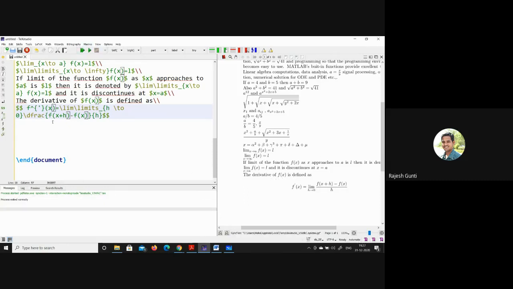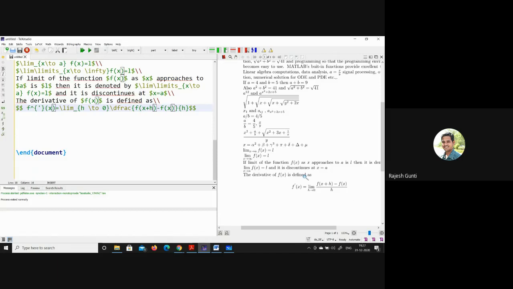In that case, there is no need to give this limit symbol. This we can remove, so it will not give any impact. Nothing is said. Okay. Like this. So dy by dx is nothing will be.